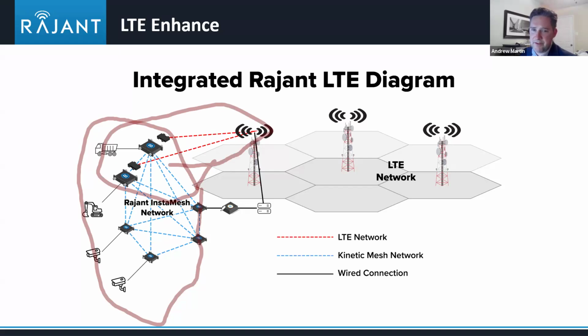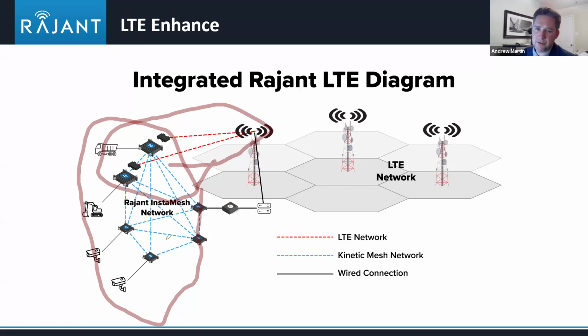So this has the effect of keeping the Instamesh network free of congestion in crowded networks. And in addition, it's going to allow the overall network to expand into areas where the Rajant network can be mobile without needing to install additional fixed LTE towers.